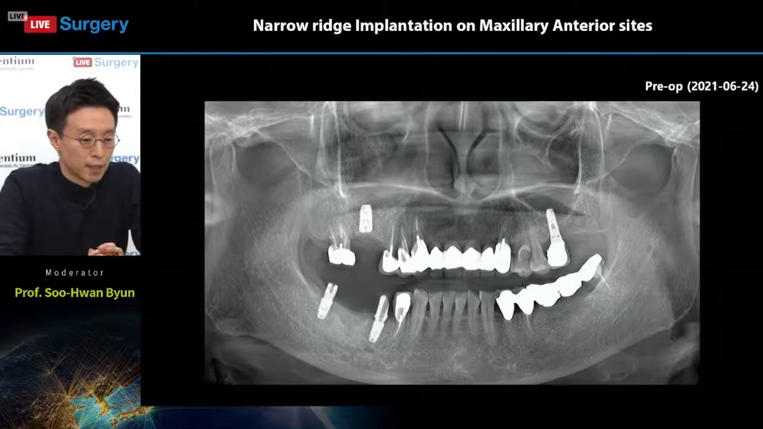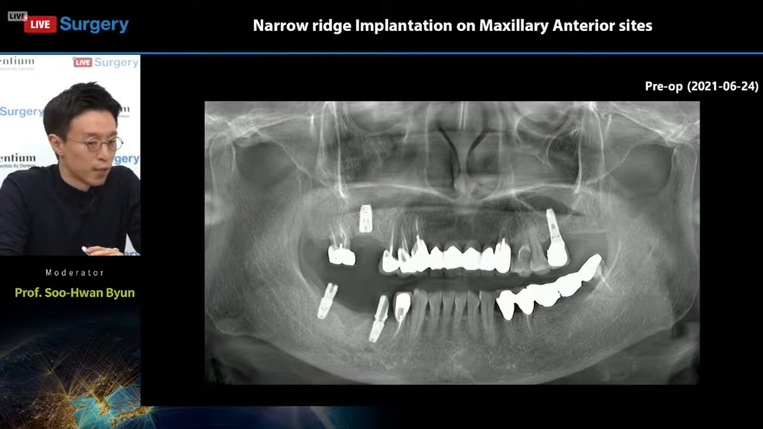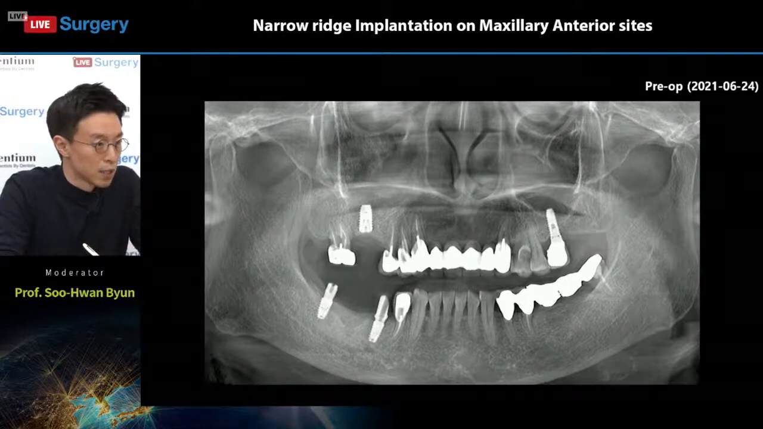The first case is labial bone augmentation and ridge expanding. The chief complaint is, I need to get a dental examination at the upper anterior area. This is a preoperative panoramic radiograph. We can find reduced bone density at the anterior maxillary area.